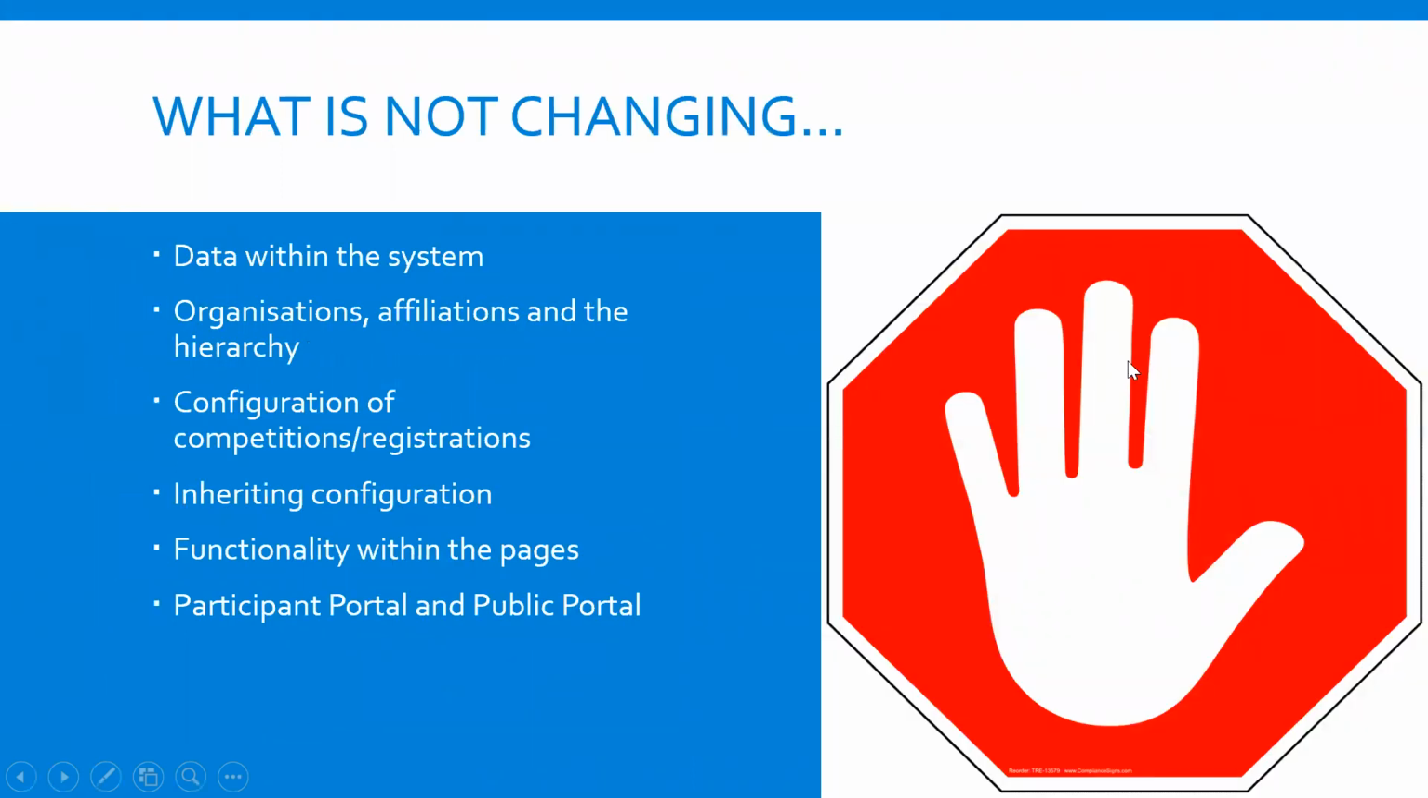I thought just to call out early on what is not changing, to hopefully prevent any angst that you may have. So what's not changing are the data within the system. So participant data, competition data is not being removed or touched as part of this project. The organisation, affiliations and the hierarchy of entities within the system, again, that's not being touched, so that will stay the same. Configuration of competitions and registrations, as well as inheriting that configuration year on year, that's not going to change or be affected by this.